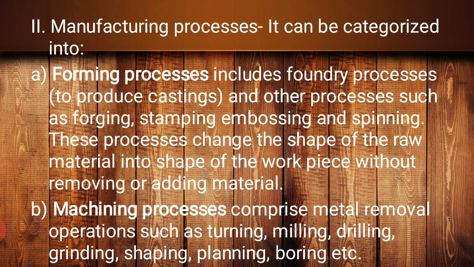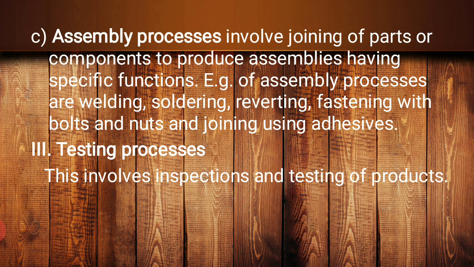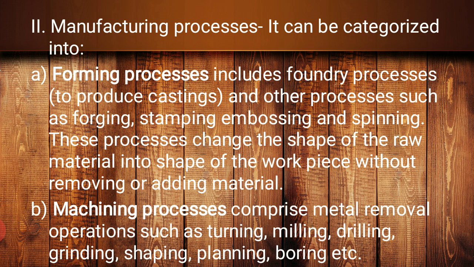When we move on to the manufacturing process, number 2, it can be categorized into the following: forming process, machining process, and the third one is assembly process. Let us see it. What is the forming process? Forming process includes foundry processes to produce castings.